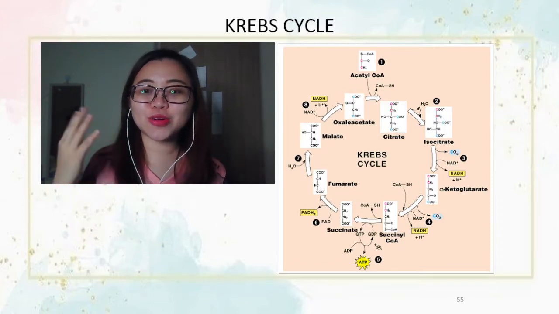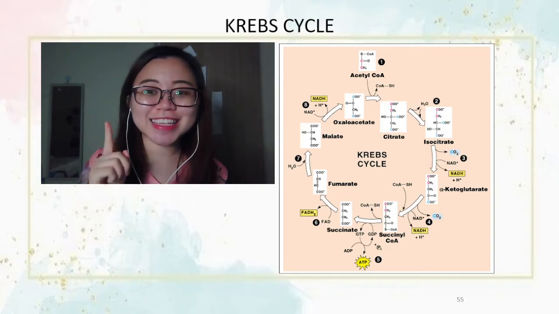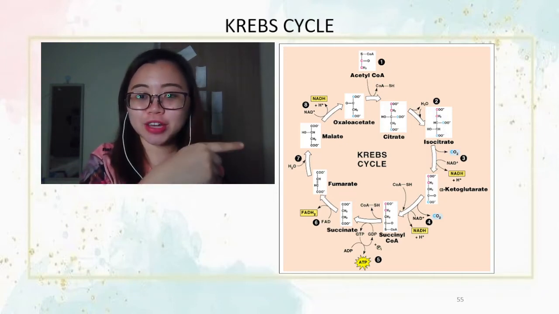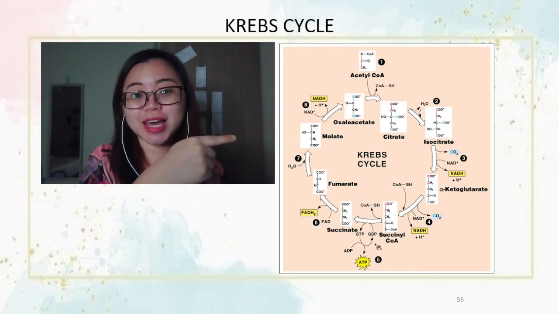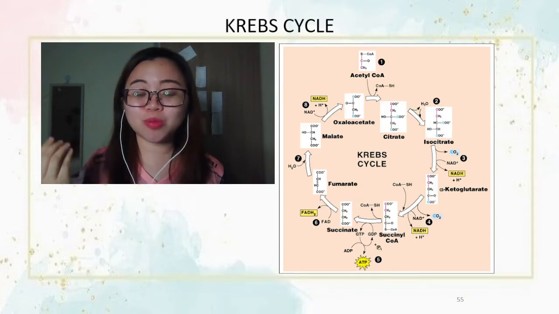Alright, so now you know what is a Krebs cycle. Let's learn about what happens in each step of the Krebs cycle. So over here, we have the diagram or the flow chart showing the 8 steps that are involved in the Krebs cycle. We're going to go through them one by one.